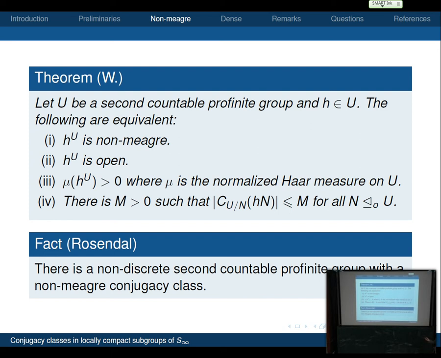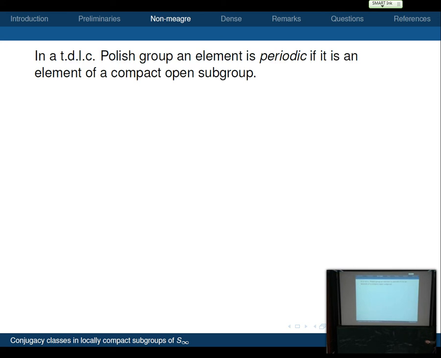Okay, so now in order to address our goal, where we want to prove the non-existence of a co-meagre conjugacy class in a T.d.l.c. Polish group, we need to get this for all T.d.l.c. Polish groups, not just profinite ones. And so to do that, we need a lemma. So in a T.d.l.c. Polish group, an element is periodic if it is an element of a compact open subgroup.